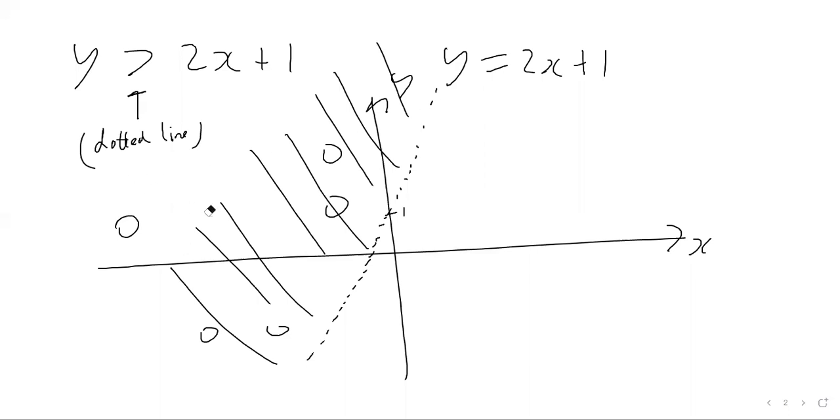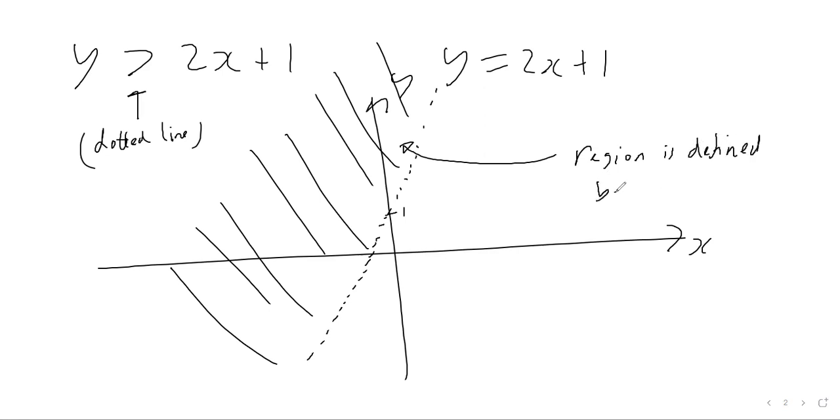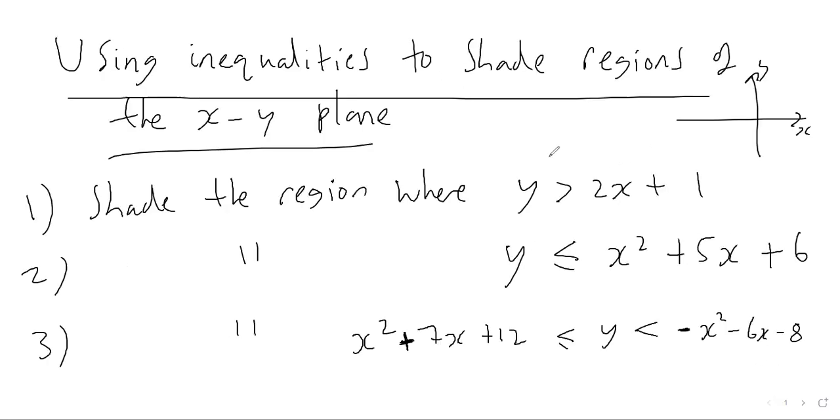So if we shade in a region like that above the straight line, we get our result for this problem. Just to be clear, this region is defined by the inequality y is greater than 2x plus 1. The key thing is that if you see a question which gives you a region like this and says define the region, the region will be defined by this condition here. So that's example one done.